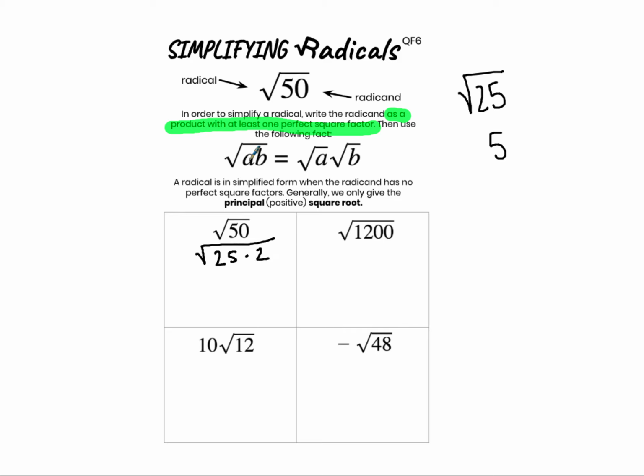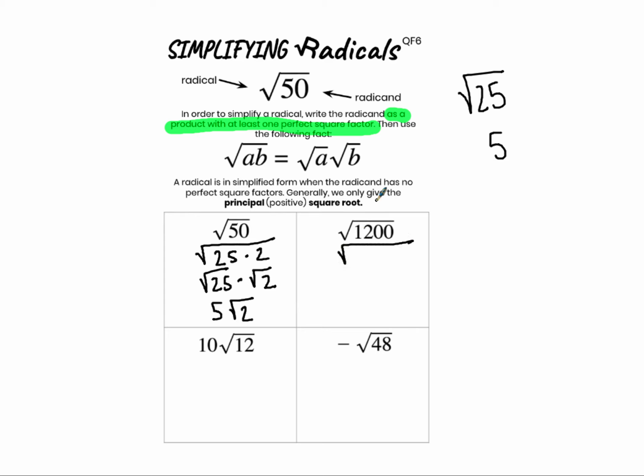Now I'm going to use this fact. The square root of 25 times 2 is the same as the square root of 25 times the square root of 2. As we already found, the square root of 25 is positive 5. And then since 2 is not a perfect square, I'm done. So the square root of 50, or radical 50, is simplified to 5 square root of 2, because 2 does not have any perfect square factors, so this is fully simplified. And since there was no plus or minus here, I'm only being asked for the positive or the principal square root. Let's look at this one.